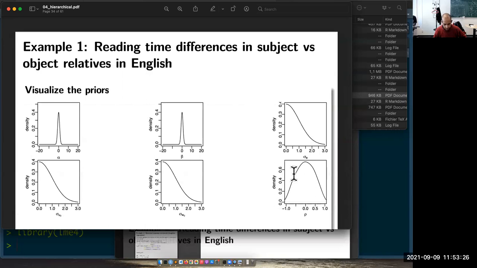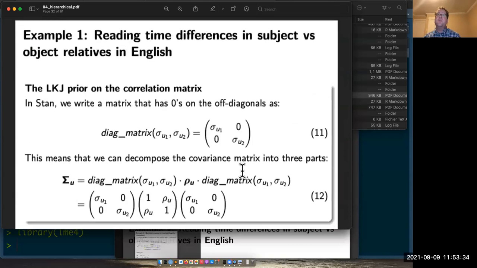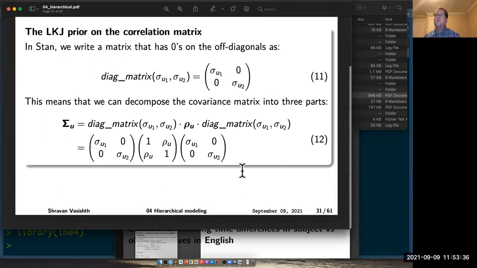Can I ask one or two questions? Go ahead. So I guess my first question is on the previous slide where you were setting the priors. I know that the prior on sigma is a truncated normal because it can't be negative, but where is that reflected in the code? It seemed like it was just saying it was a normal prior.